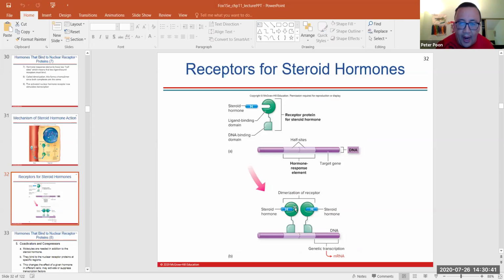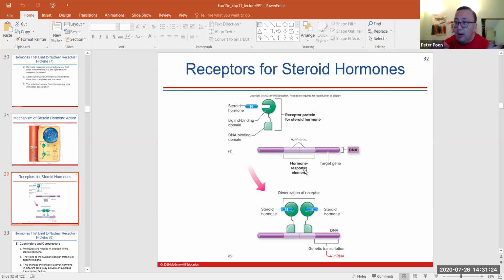What actually happens is that they dimerize. These are the receptor protein molecules. If they're by themselves, they don't attach to the hormone response element. But once they attach to the steroid, it forces these receptors to dimerize. They attach to each other. When they dimerize, now they fit into this hormone response element. Binding the DNA will change the transcriptional profile of the DNA in some manner. It either increases transcription of some gene or it decreases transcription of some gene.